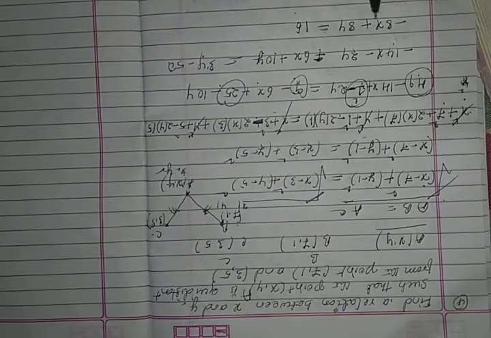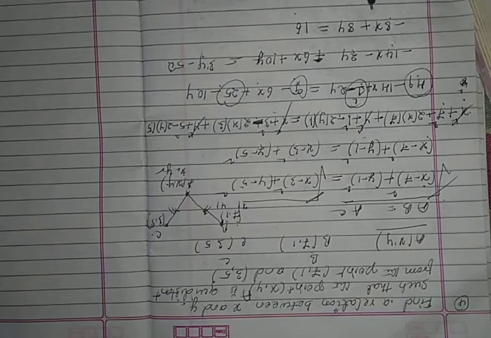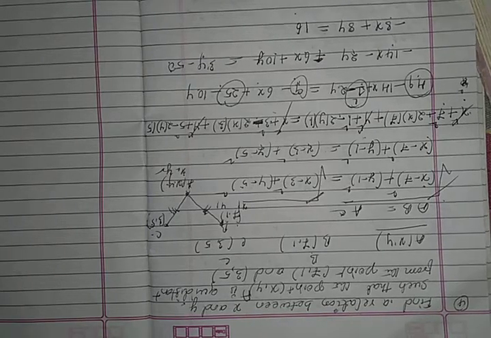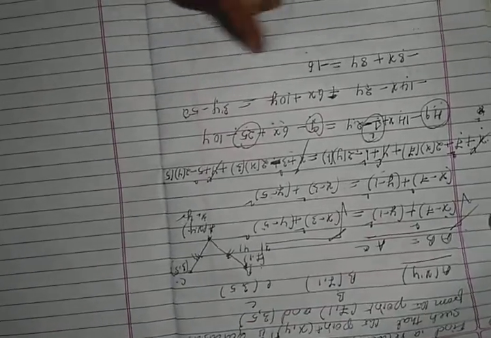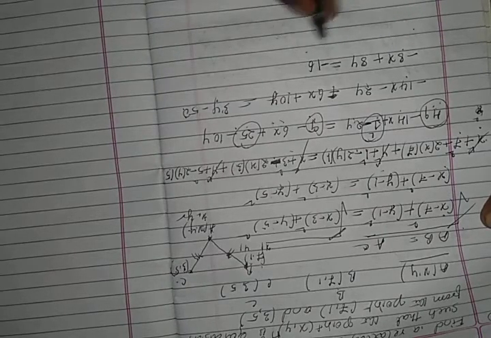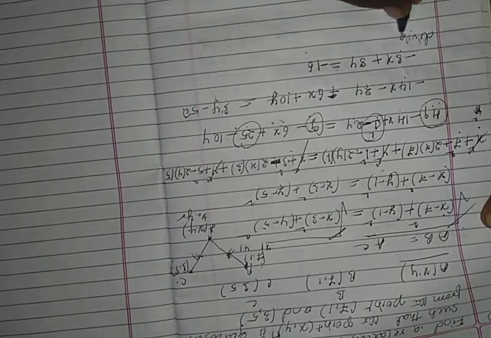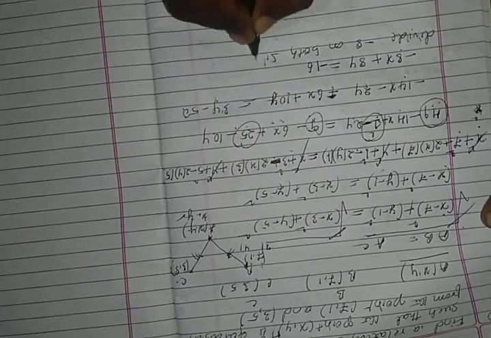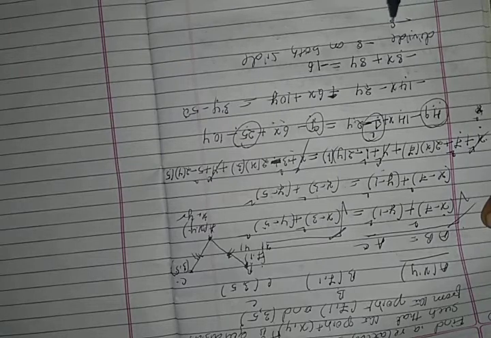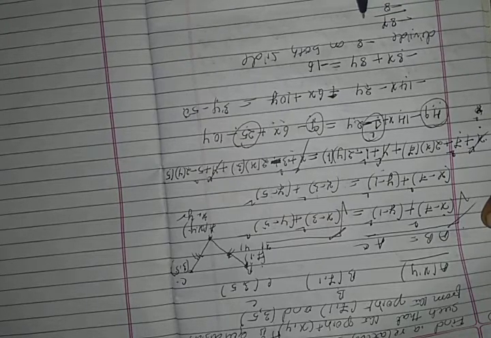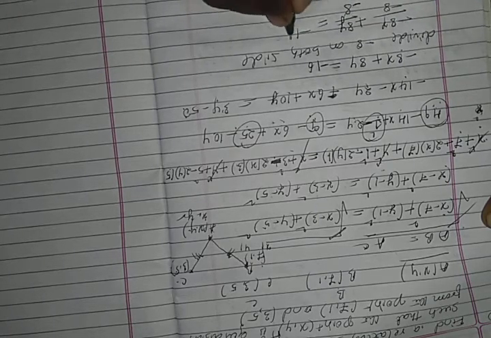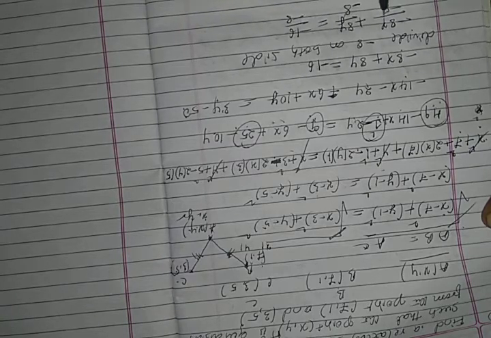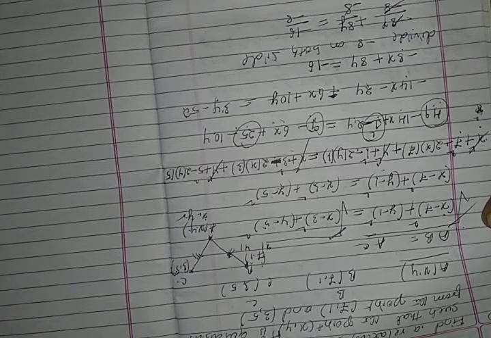Okay, 16. Taking common factor, what is 8? It is taking minus, so divide minus 8 on both sides. So we have minus 8x divided by minus 8 plus 8y divided by minus 8 equals minus 16 divided by minus 8. So minus 8 gets cancelled, and the remaining is x.